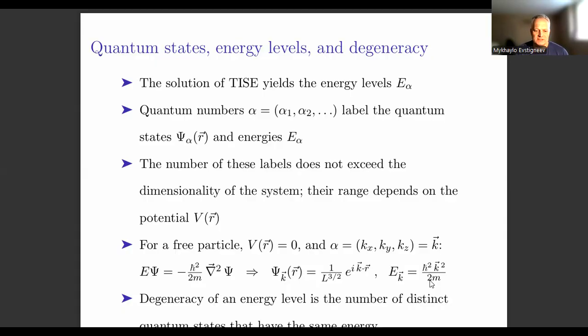Degeneracy is the situation when the energy in a particular energy level can be obtained with many combinations of the quantum numbers. So you can have many combinations, for example, of the x, y, and z components of the wave vector k, which correspond to the same energy E.